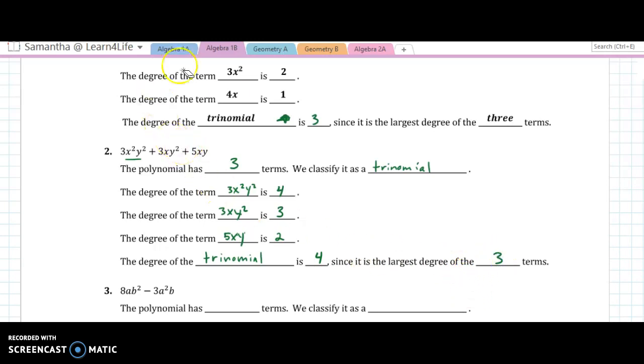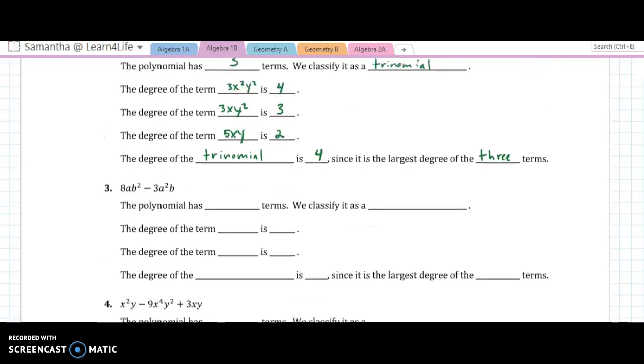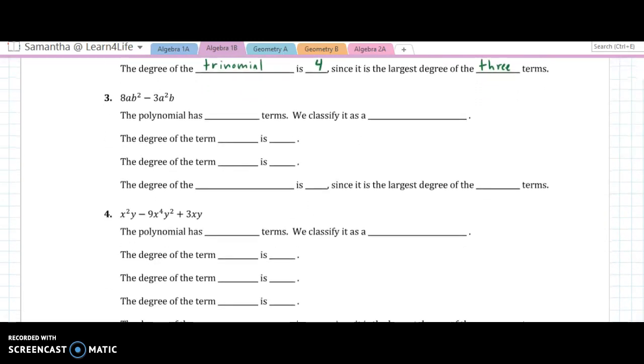I'll put the word 3. I'll spell it out so that we don't get confused with naming degrees. So 3 terms. All right, if you don't get it yet, no big deal. We have another example, and we're also going to work on these together, so you're going to be fine.